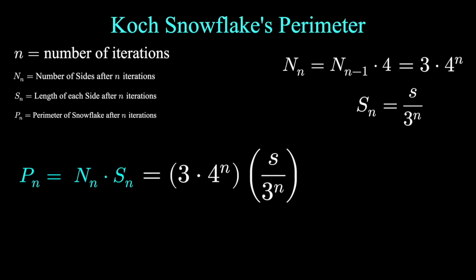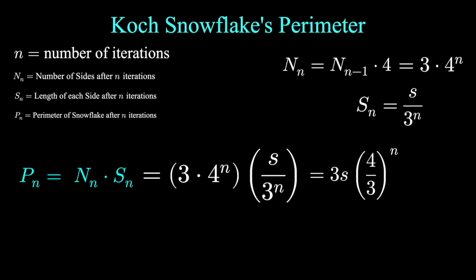That's just 3 times 4 to the n times s over 3 to the n. You could rewrite this with properties of exponents. Let's just call this 3s times (4/3) to the n. This is our perimeter after n iterations.